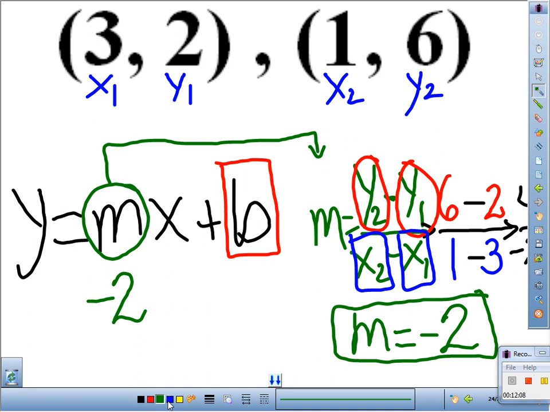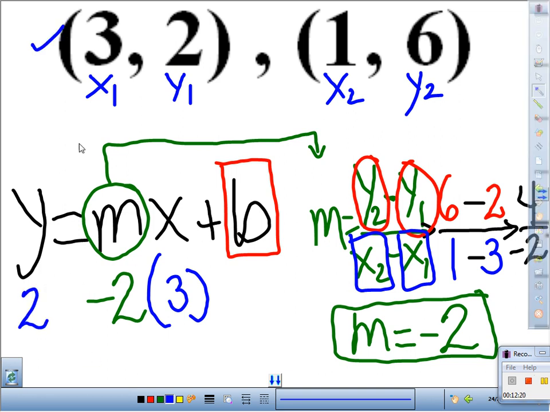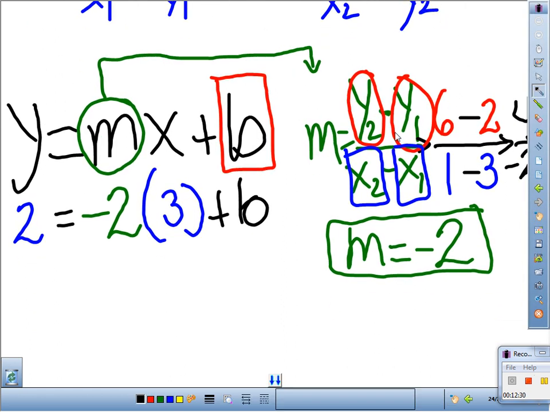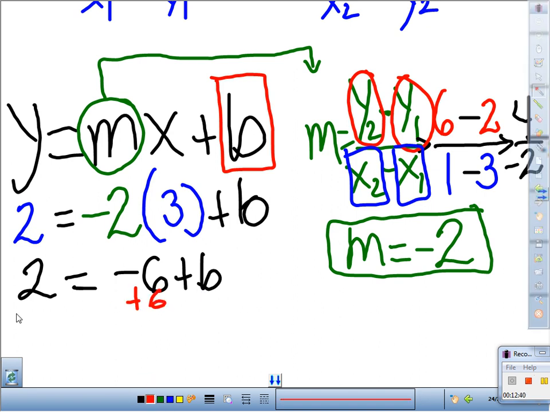Here we go. So for x, I'm going to substitute which value? 3. And for y, I'm going to substitute which value? 2. Yeah, so I'm using this one, right? Bring everything else down. Plus b. All right, so this is 2 equals, what is negative 2 times 3? Negative 6 plus b. Let's solve for b. We got plus 6, plus 6. That leaves us with 8 equals b.